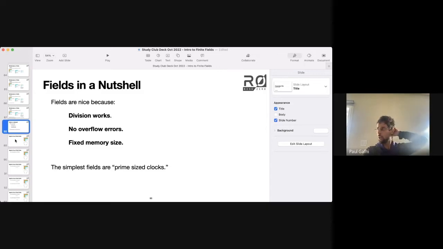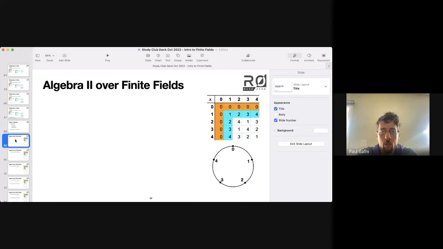So we've now gotten through the K6 version of finite fields. We're going to step now into the Algebra 2 version of finite fields.